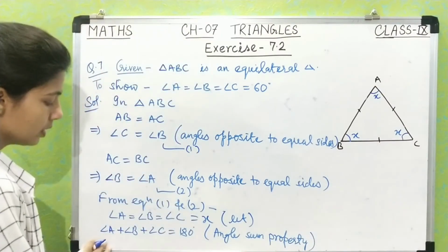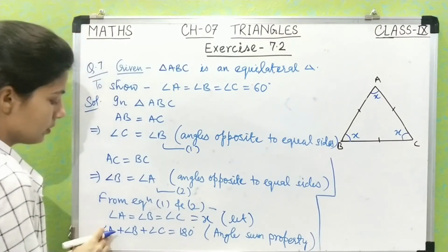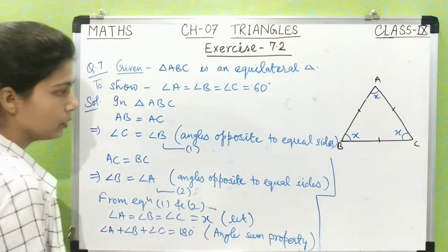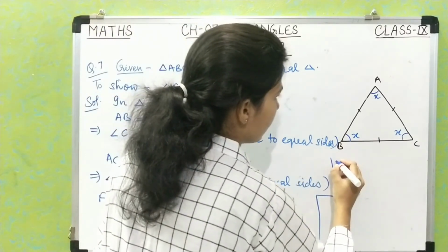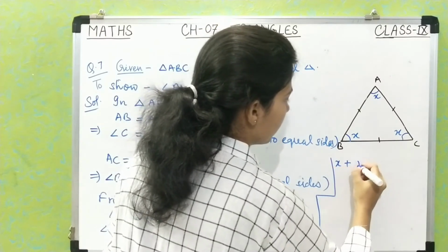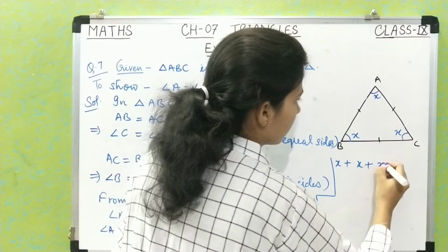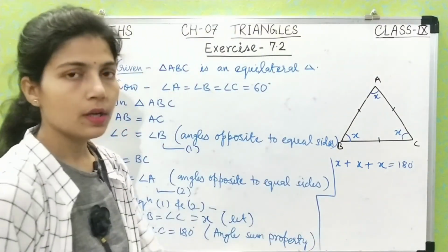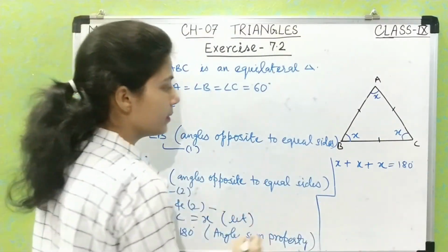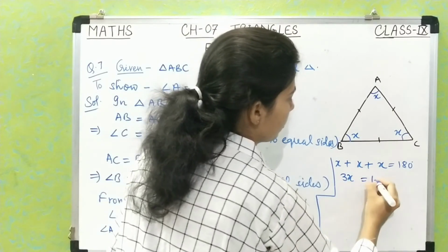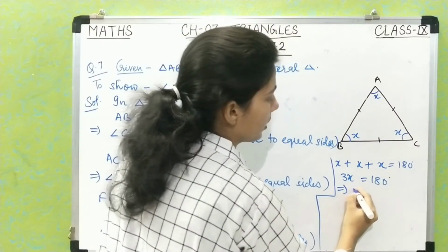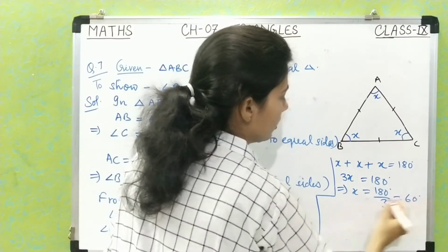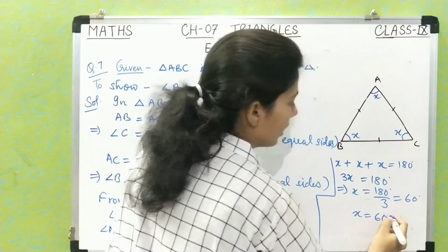Since all the angles are equal, as we have taken angle A, B, C as X, we will put here the value of these angles. In place of angle A we will write X, same in place of B as X, in place of C X, that equals 180 degrees. So X plus X plus X means 3 times X, so 3X equals 180. So from here X will be 180 divided by 3, means 60 degrees. So here we are getting the value of X as 60.